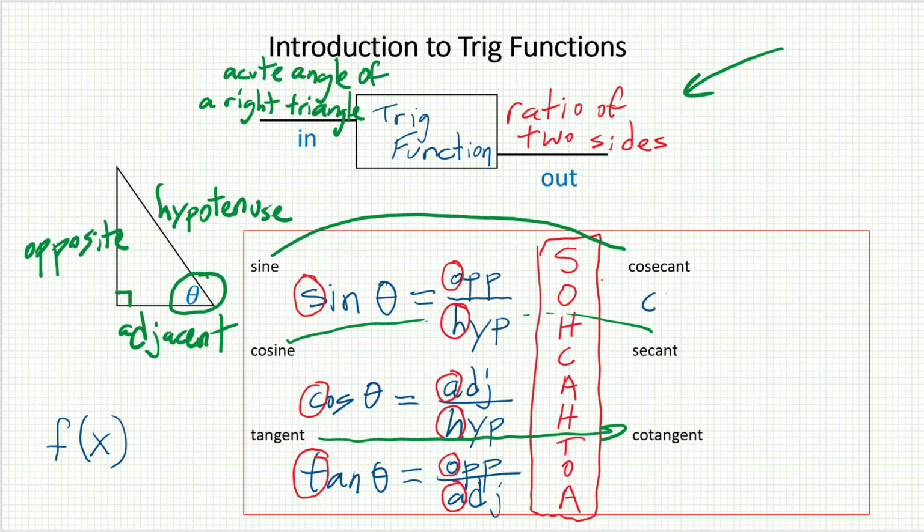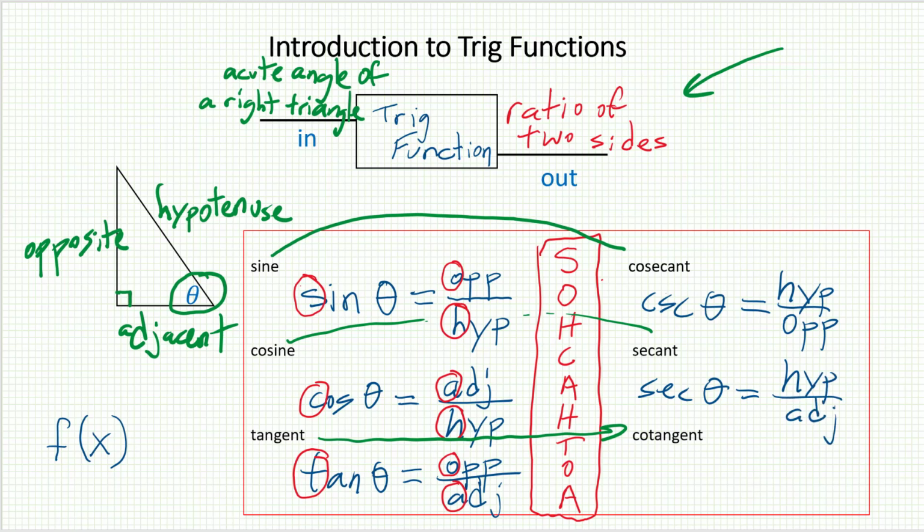So the cosecant function, which we abbreviate CSC, cosecant of theta, returns hypotenuse over opposite. It's just the reciprocal of what the sine function gave us. The secant function, abbreviated SEC, secant of theta, returns hypotenuse over adjacent, the reciprocal of the cosine function. And then cotangent of theta, COT is the abbreviation, returns adjacent over opposite. Again, the reciprocal of what the tangent function gave.